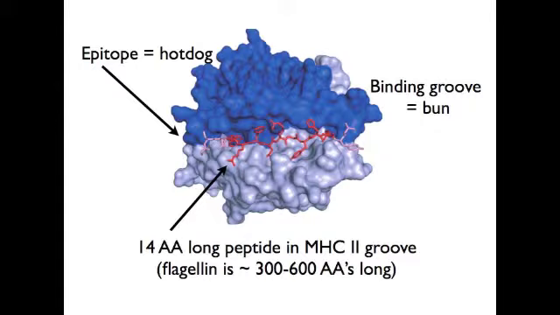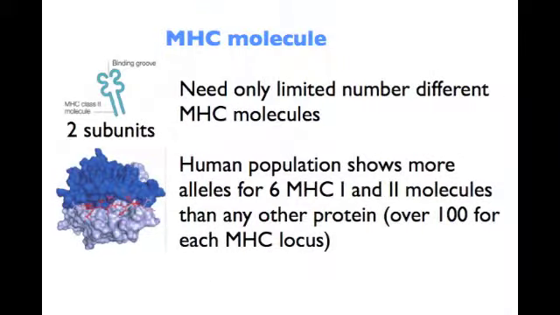Humans inherit 6 MHC1 alleles and 6 MHC2 alleles, 3 of each type from each parent. In the human population, there are more different alleles for these 6 MHC1 and MHC2 molecules than for any other protein, on average over 100 alleles for each locus. It is this diversity of alleles, in combination with the ability of the MHC groove to bind many epitopes, that allows each individual to present the wide variety of pathogen epitopes.